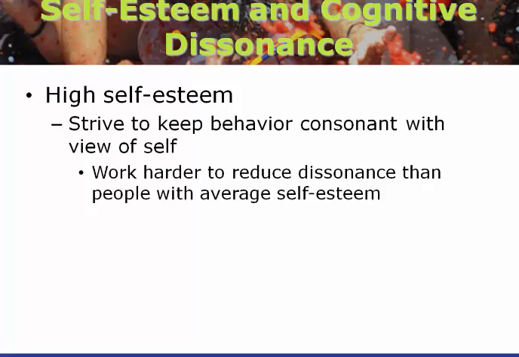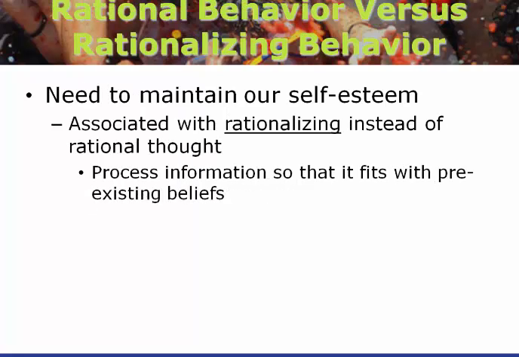But if we have high self-esteem, that means that the beliefs that we have about ourselves are very, very high and very, very particular, and also that it's very important to us to keep those, and therefore we're going to work really, really hard to reduce cognitive dissonance. So when we're talking about reducing our cognitive dissonance, this is associated with rationalizing instead of rational thought. So rationalizing is kind of twisting something, maybe not making it logical. Rational is logical. Rationalizing means it might not be logical, but I'm going to twist it in a way to fit with my pre-existing belief or to make it a certain way, right?